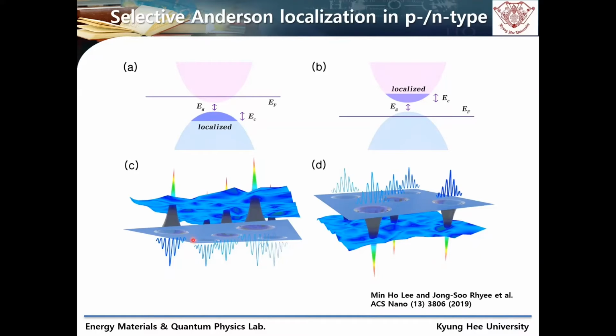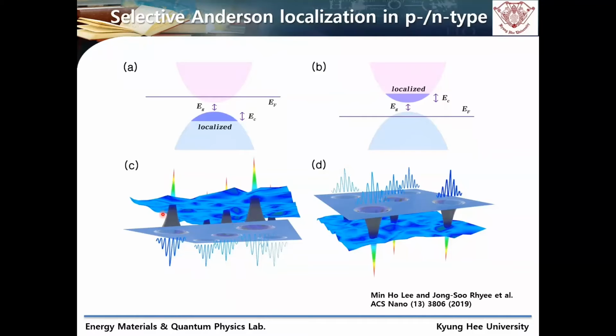The concept is an illustration from a quantum mechanical point of view. Here is the matrix potential. This is a positive potential, and this is a negative potential. This side is the electron side, and this side is the hole side.